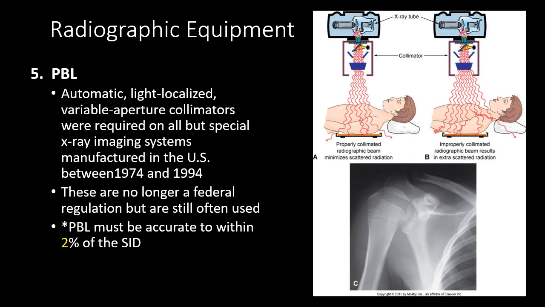PBL, which stands for positive beam limitation, is another name for automatic collimation. This is where we have automatic light localized variable aperture collimators that were required on all but special X-ray systems manufactured in the U.S. between 1974 and 1994. They're no longer a regulation, but they are often still used. PBL must be accurate to within 2% of the SID.